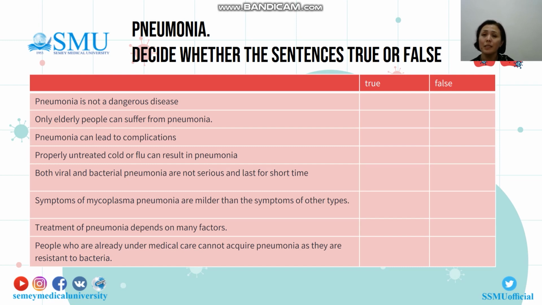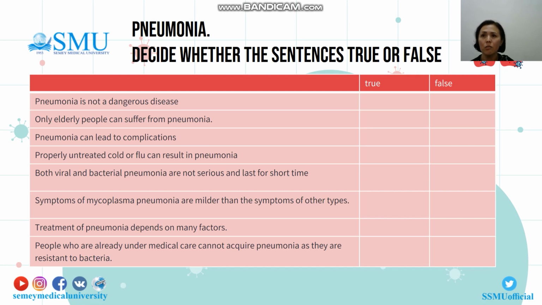Also, students, the following task is also in order to check your understanding of the text. The task is true or false. You should decide whether the sentence is true or false. If the sentence is false, you should explain why. The first is, pneumonia is not a dangerous disease. Please say, is it true or false? Only elderly people can suffer from pneumonia. Pneumonia can lead to complications.